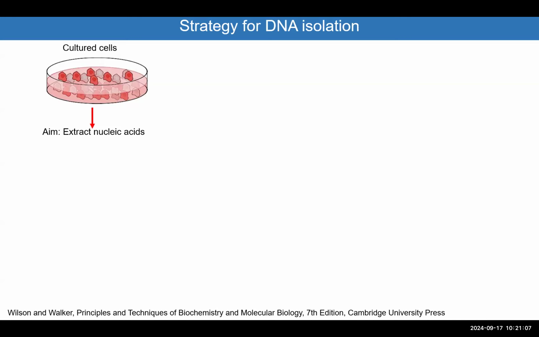So imagine you have some cells, and the aim of the experiment is to extract the nucleic acid from those cells. So you have a plate of cultured cells. To extract this nucleic acid, you have to have in mind what will happen in every step, so that if something goes wrong, you can correct it, and while performing the protocol, you know exactly what is needed to succeed in isolating good quality DNA that you can use in downstream experiments.